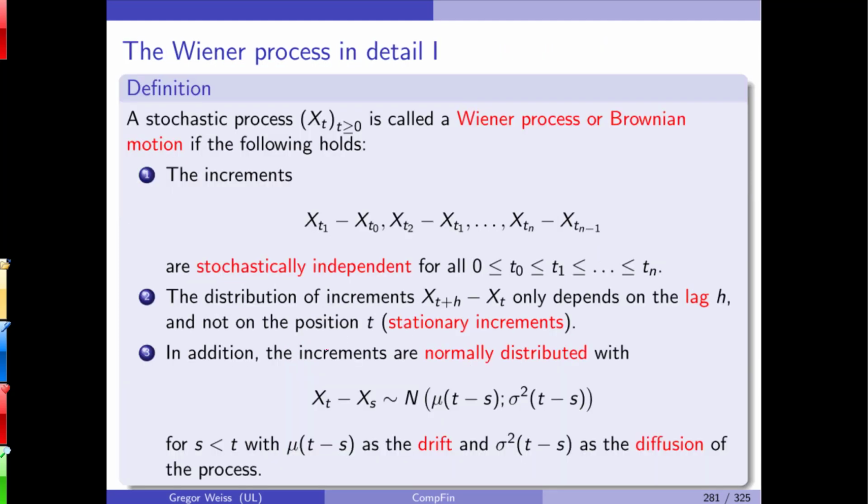A slightly different definition here, and maybe you can see this a little bit better. The stochastic process, xt, is called a Wiener process or Brownian motion if the following holds: increments xt1 minus xt0 are stochastically independent. The distribution of the increments only depends on the lag h and not on the position, and they are normally distributed. And you can see here xt minus xs is normally distributed with mu of t minus s and sigma squared of t minus s. These are called the drift and the diffusion.